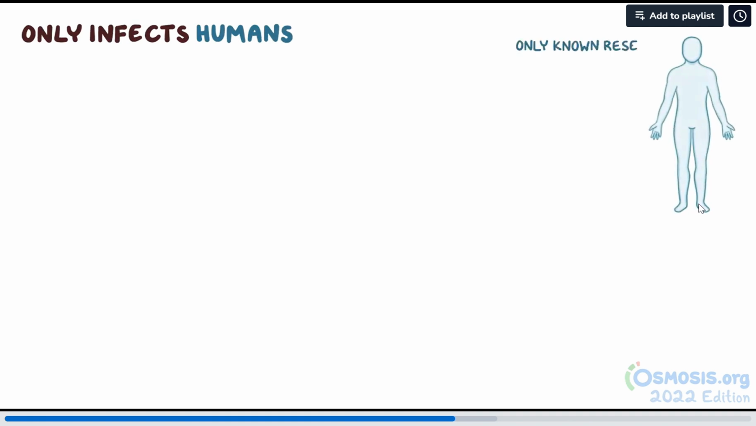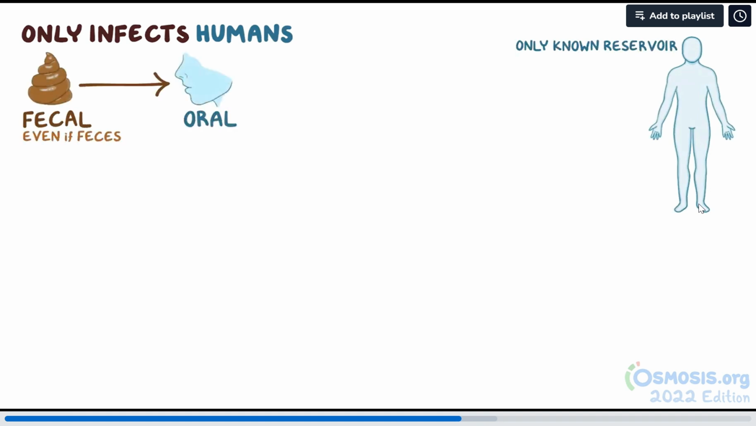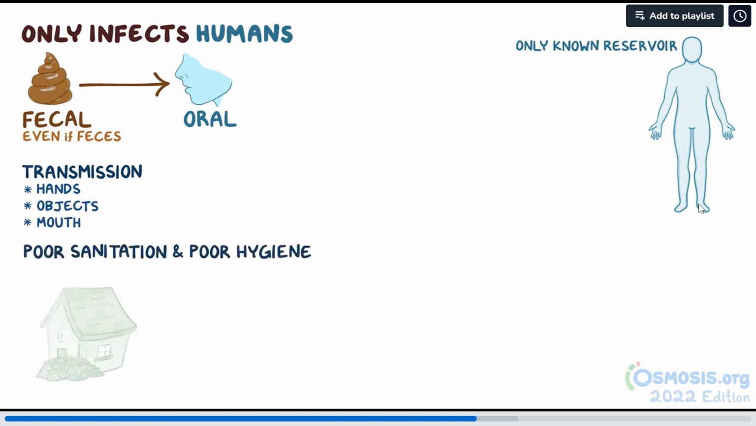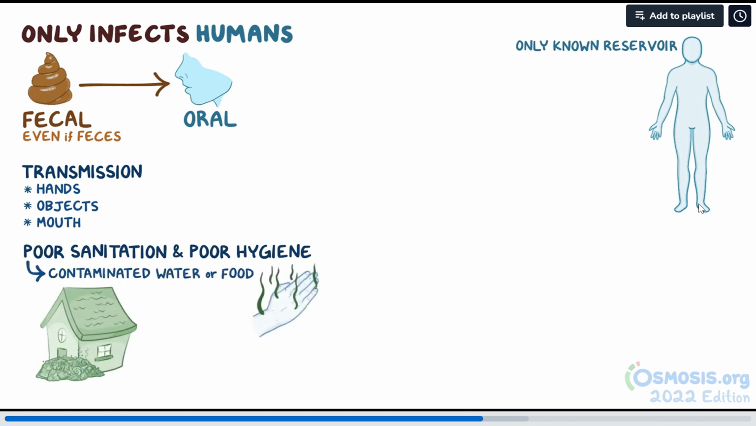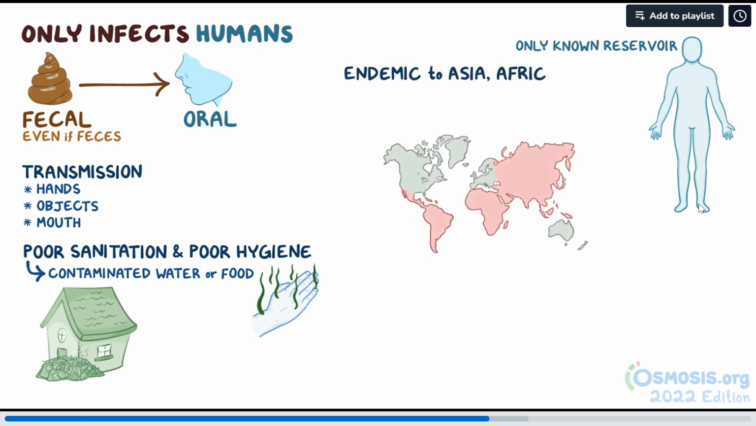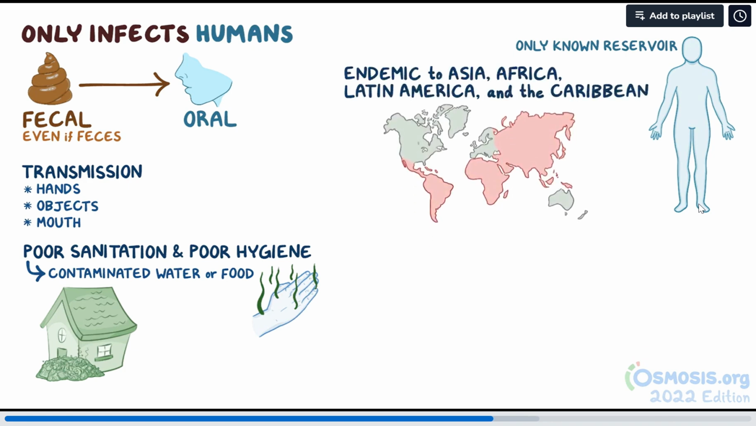Now, S. typhi is uniquely adapted and restricted to only infect humans, who are also the only known reservoir, and its route of transmission is fecal to oral, even if the feces come from a currently asymptomatic host. So, transmission is usually linked to any contact between contaminated hands or objects and the mouth, and also to poor sanitation and poor hygiene that leads to consuming contaminated water or food, especially if it's prepared with unwashed hands. It also seems to be particularly endemic to Asia, Africa, Latin America, and the Caribbean.